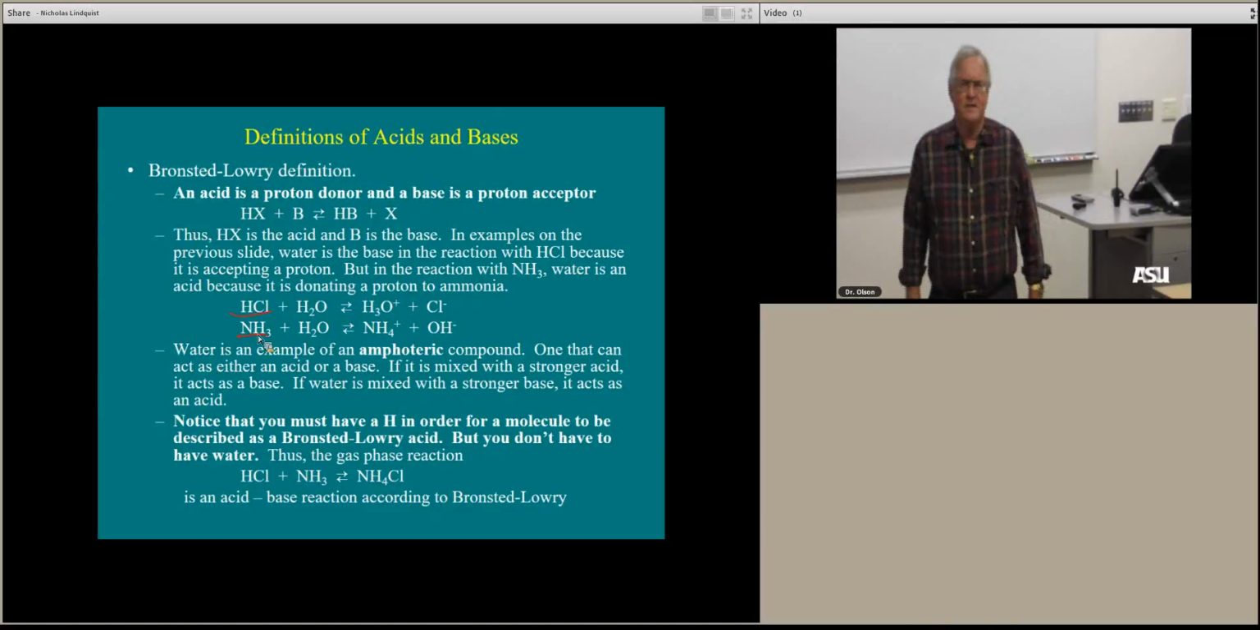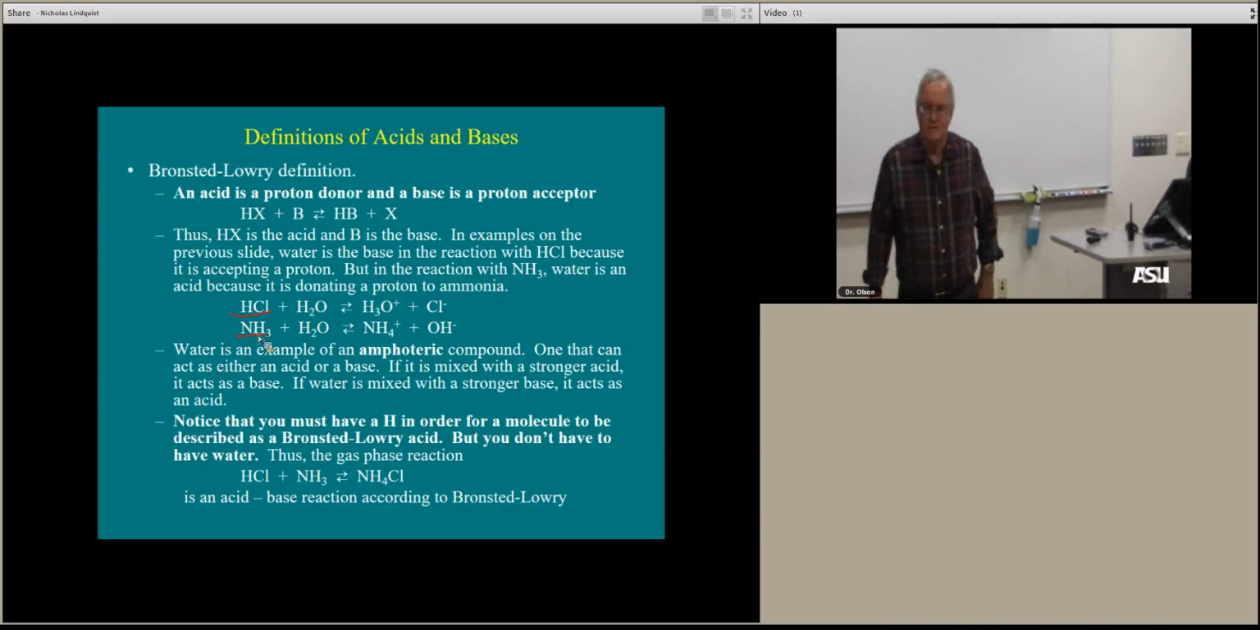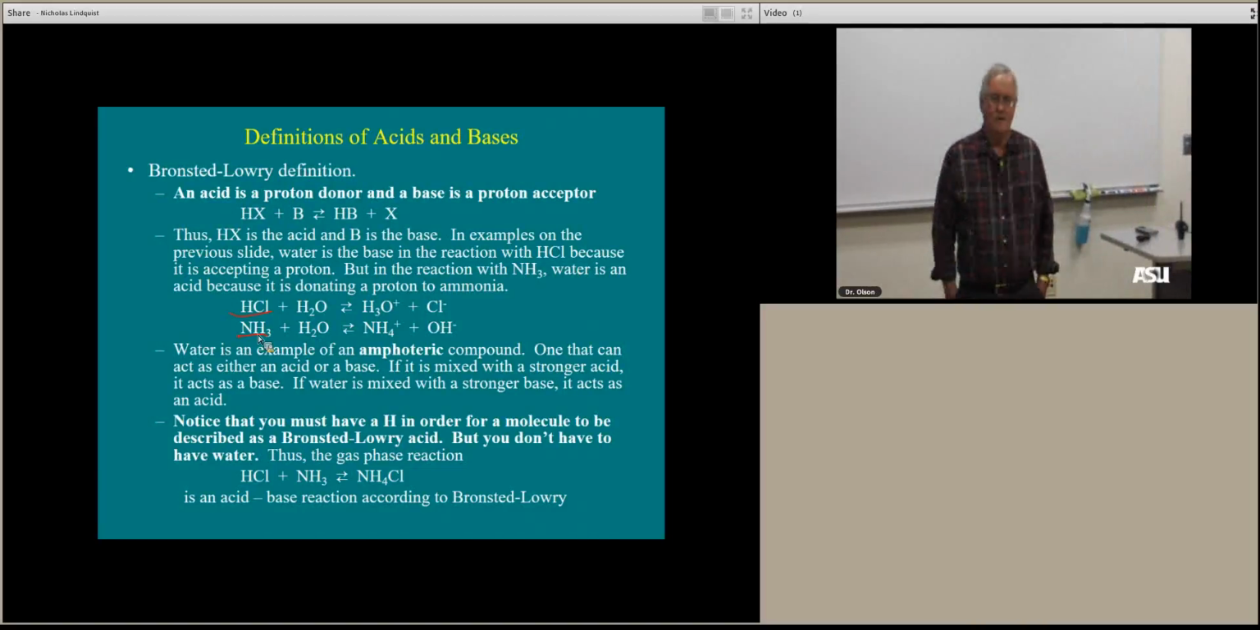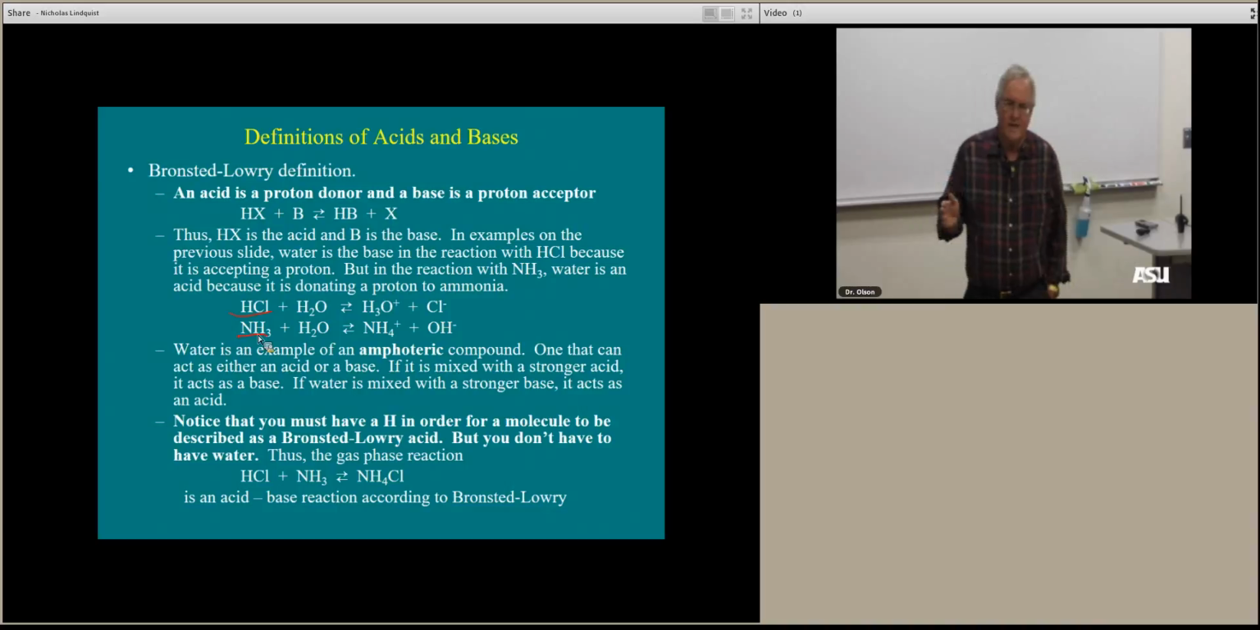Anybody notice anything kind of weird about these two equations? The two that are written up there? Water is an acid in one and a base in the other. Exactly. So in the first case, what's happening is water is accepting a proton. So that makes it a Brønsted-Lowry base. And in the second case, water is donating a proton. So that makes it a Brønsted-Lowry acid.